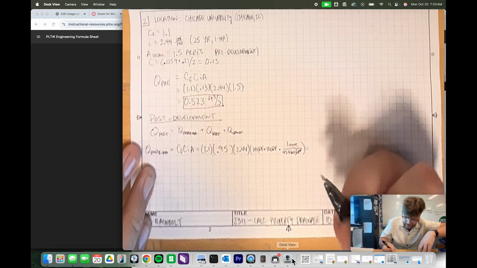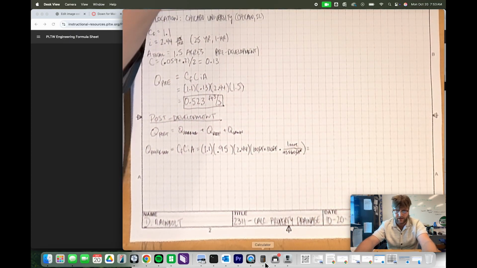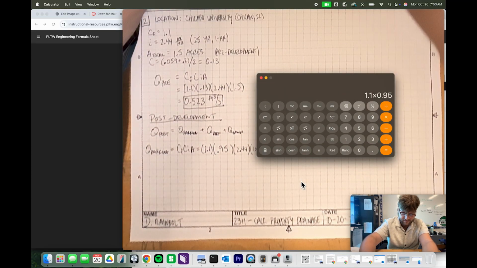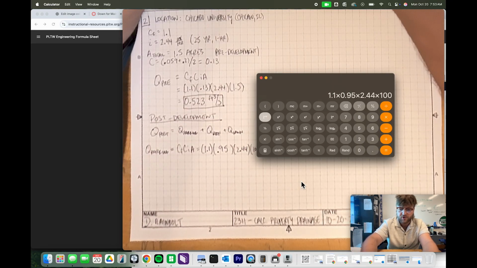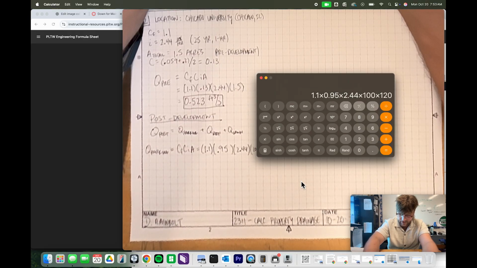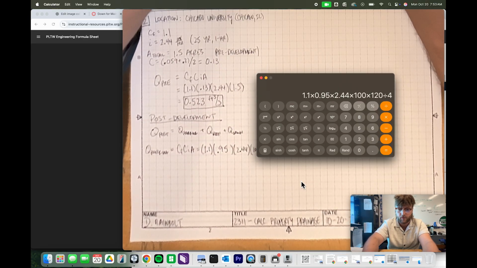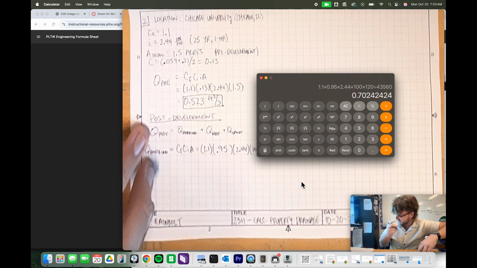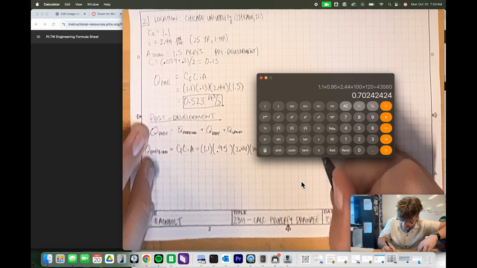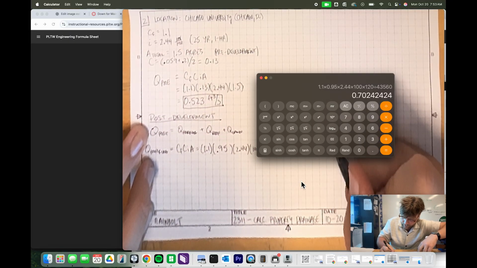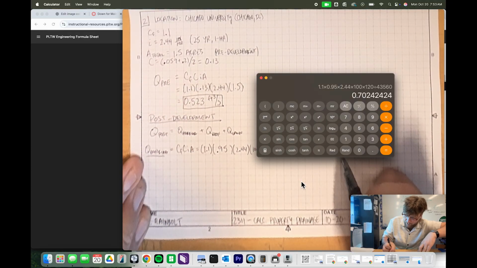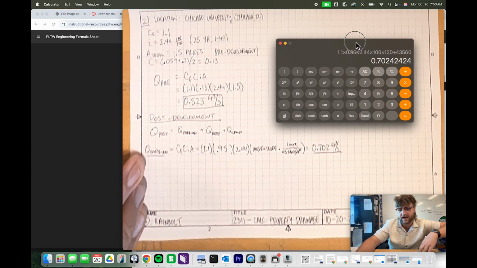And so now we can go ahead and calculate this out. Get the good old calculator: 1.1 times 0.95 times 2.44 times 100 times 120, and then we're going to divide that by 43,560. And so what we end up with here is a value of 0.702. And remember, that is cubic feet per second for that runoff. So that's the Q of our parking lot there. And so we're going to go ahead and write that down.